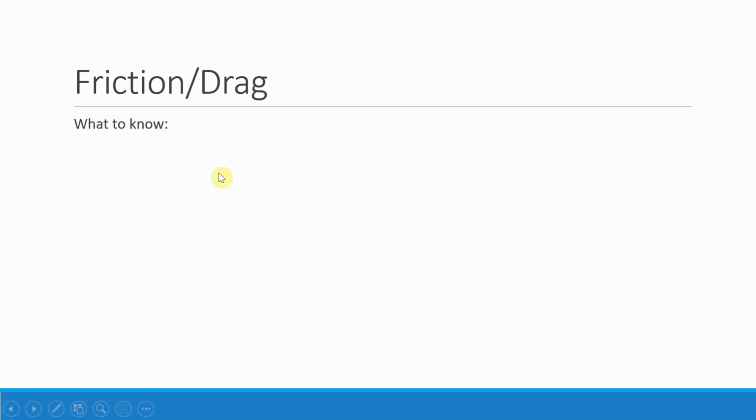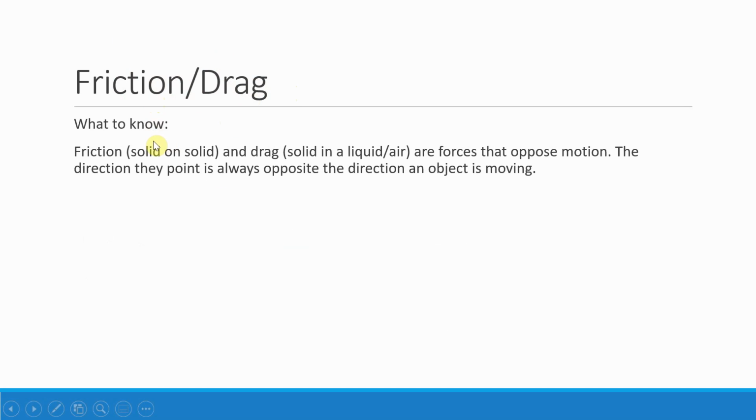So let's get started. First up, friction and drag. You might have heard of friction before. A lot of people haven't heard of drag force before. They're actually the same thing. It's just a matter of what they're going through. So what are these? Friction and drag are forces that oppose motion. That's what's going to slow things down or make things stop eventually. The most important thing you need to know is that the direction they point is always going to be the opposite direction of whichever way the object is moving. That's really the only thing you need to know of these two things.